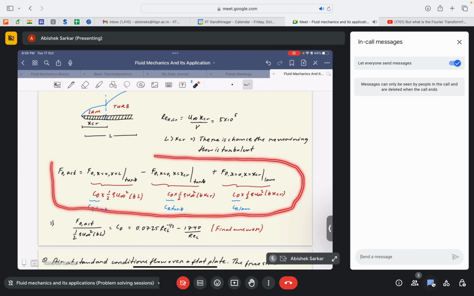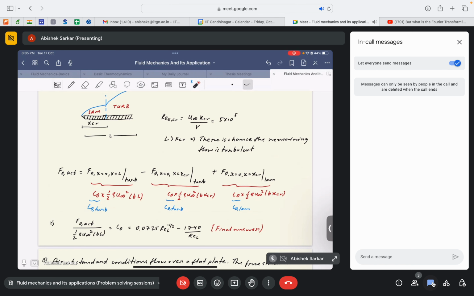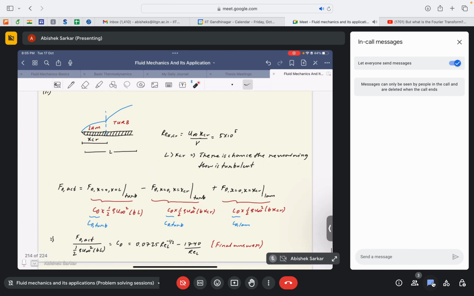This expression is important. So what we consider is that from 0 to x_cr, or x critical, the flow is laminar. And then from x critical to L, x equal to L, let me just write it so that it's not confusing. x equal to 0, x equal to x_cr, and x equal to L. So from 0 to x_cr, the flow is laminar. So in this region, you can apply the Blasius solution.